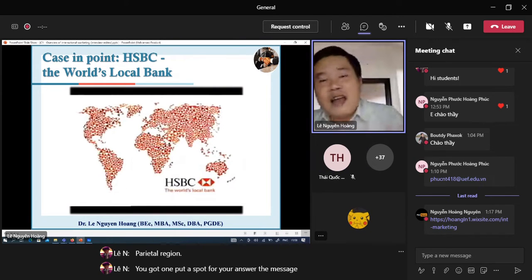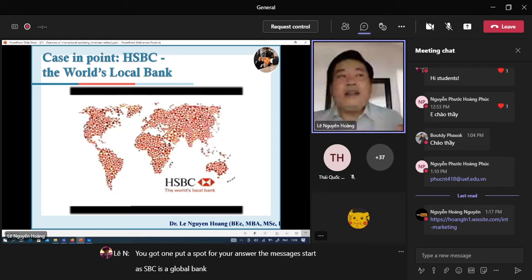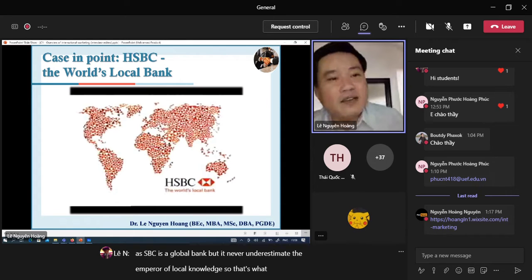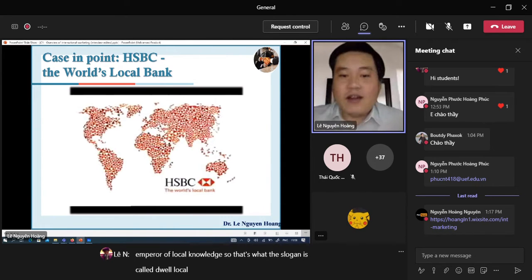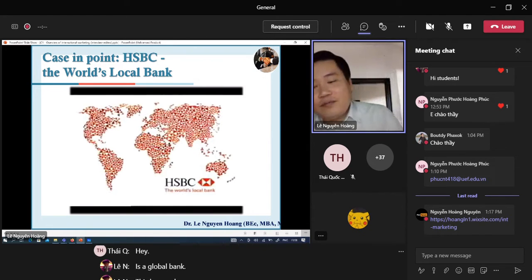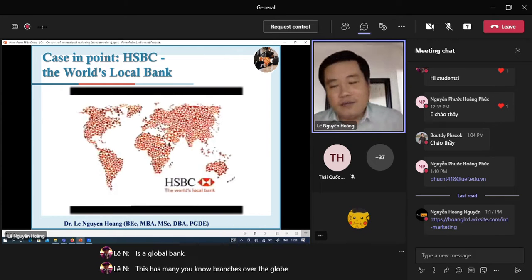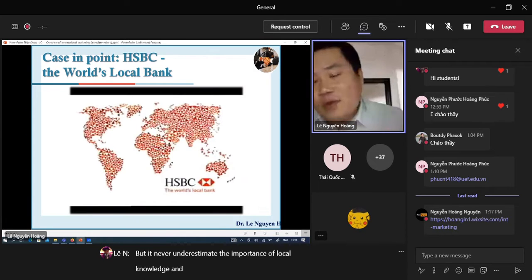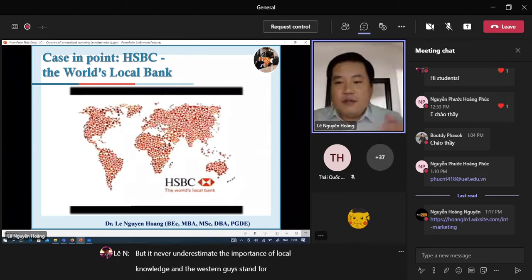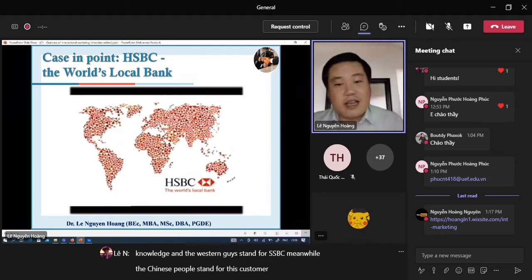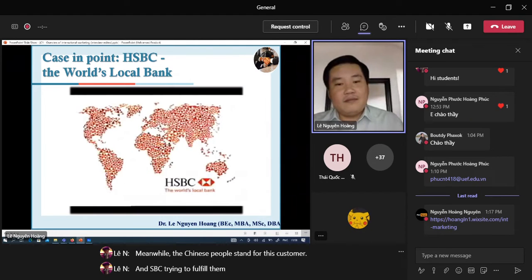The message is that HSBC is a global bank, but it never underestimates the importance of local knowledge. So that's what the slogan means, the world's local bank. It's a global bank with many branches over the globe, but it never underestimates the importance of local knowledge. The Western guy stands for HSBC, meanwhile the Chinese people stand for its customers, and HSBC tries to fulfill them no matter what they ask for.